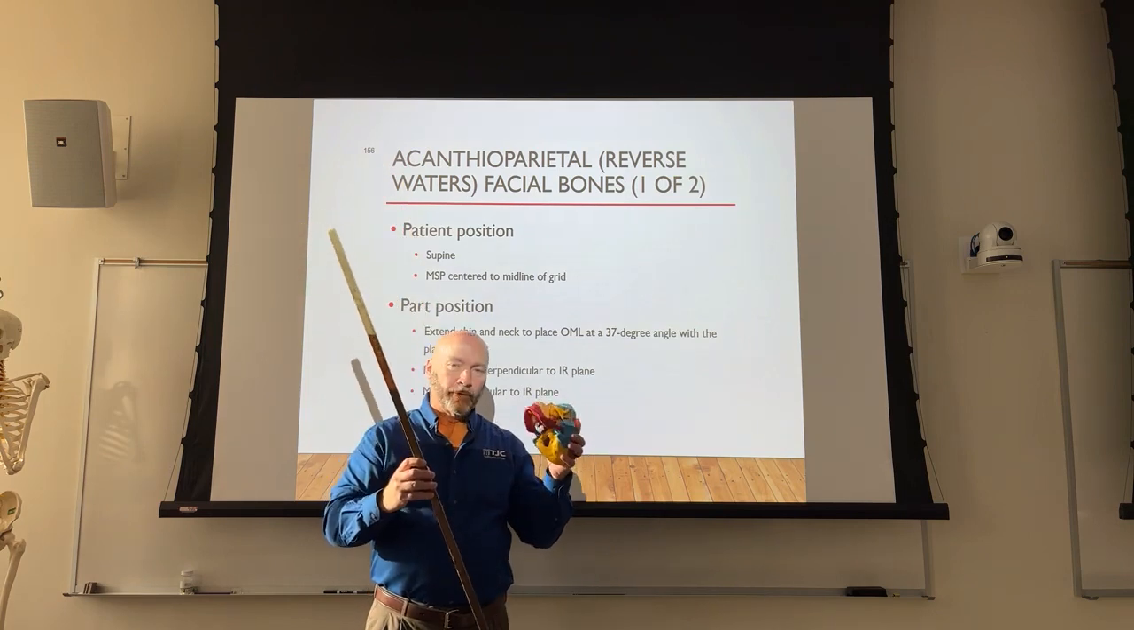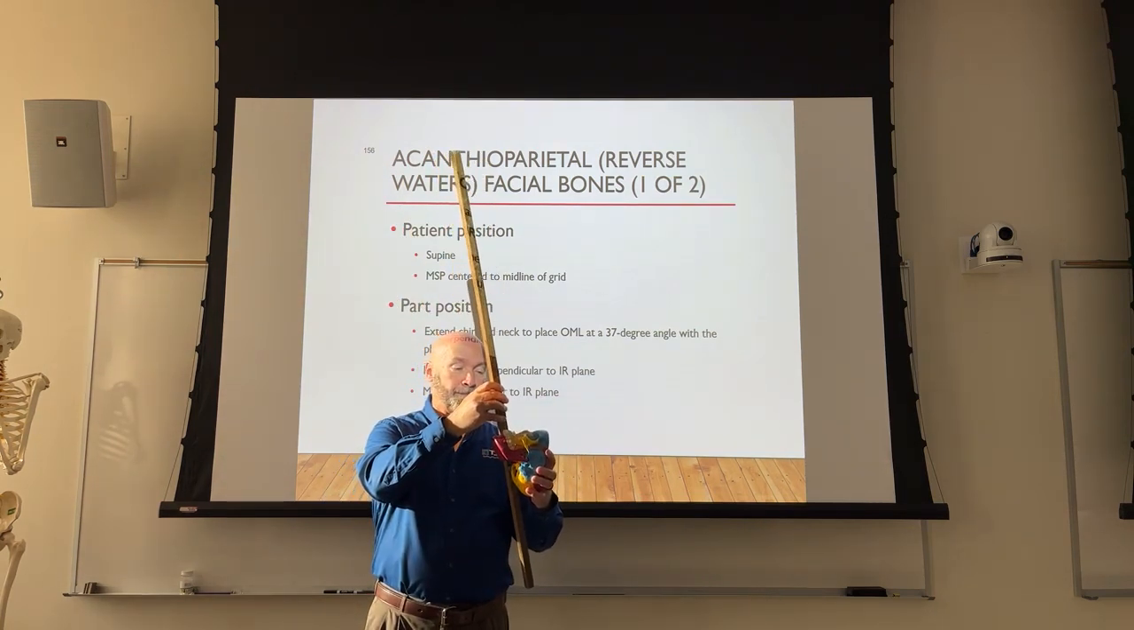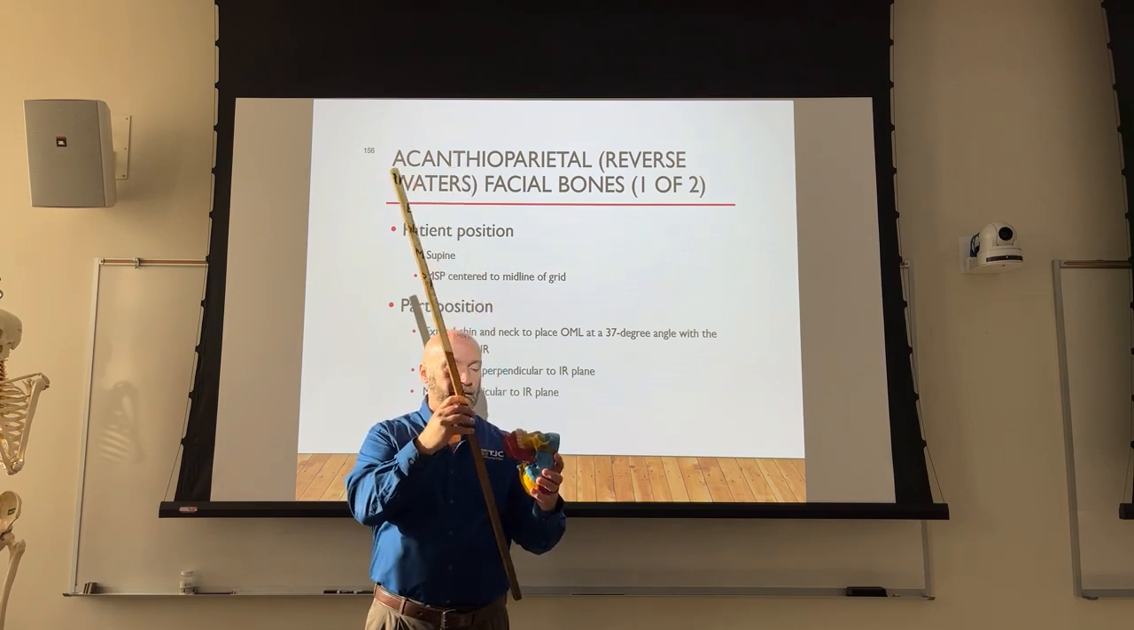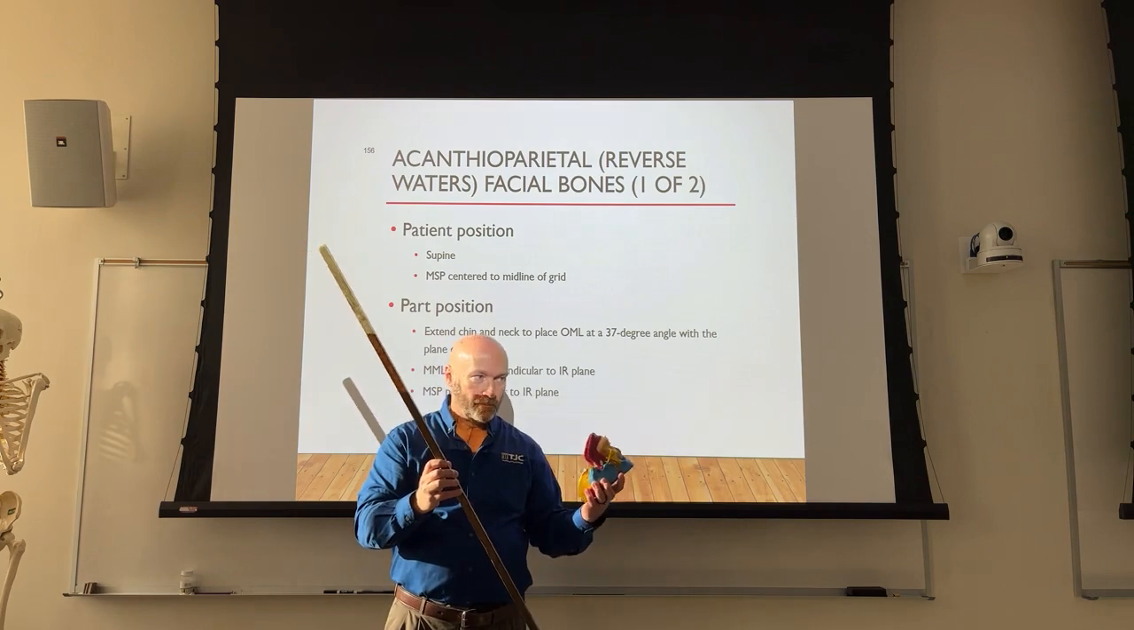So if they're on a backboard, they can't move their head, you're going to angle your central ray for the 55 until it parallels the acanthomeatal line. For the 37, the mentomeatal line. Reverse waters.